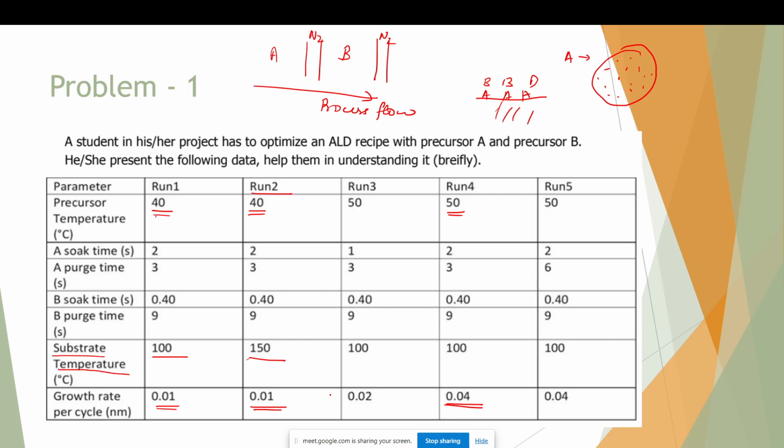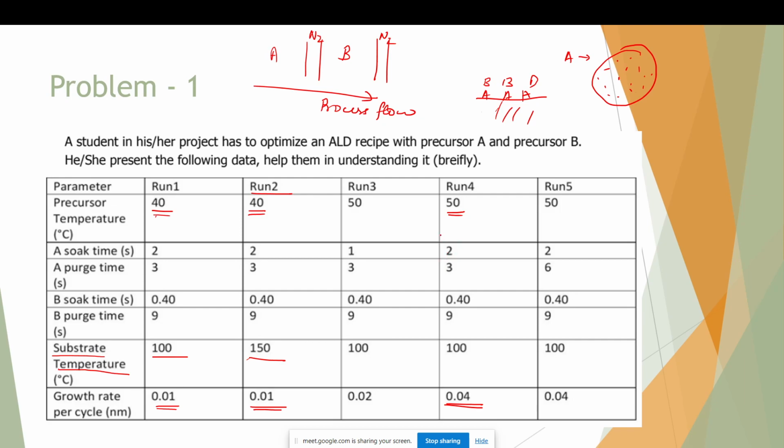Okay, let me try like this. The precursor temperature, what does that change? So usually these precursors are in liquid form. So when I increase the precursor temperature, that just means that the vapor pressure of the precursor is increasing. When the vapor pressure of the precursor is increasing, that means the dosage of precursor in the chamber for the same amount of time is higher. So here the soak time is the same, right? So for the same amount of time there is more dose of precursor in the chamber.